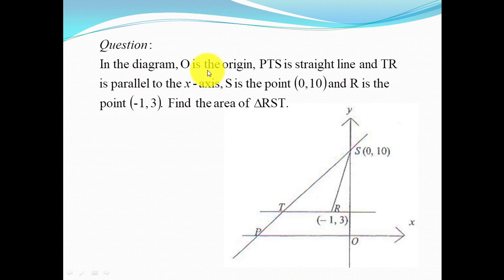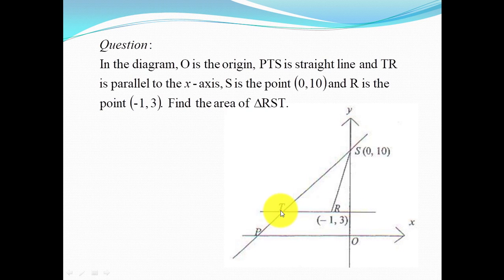Question: in the diagram, O is the region, PTS is a straight line, and TR is parallel to the x-axis. TR is a line that is parallel to the x-axis. It means that on this line, the y component is fixed and the x components vary. The x components are different for all the points of this line, but the y component, which is 3, is the same for all the points.